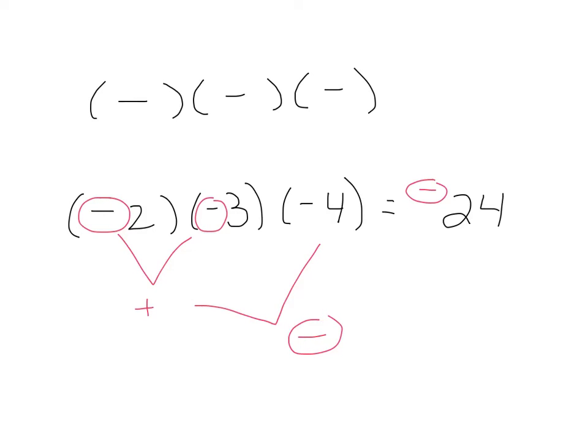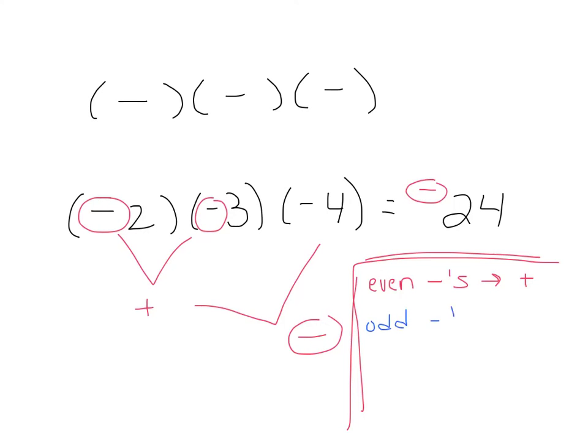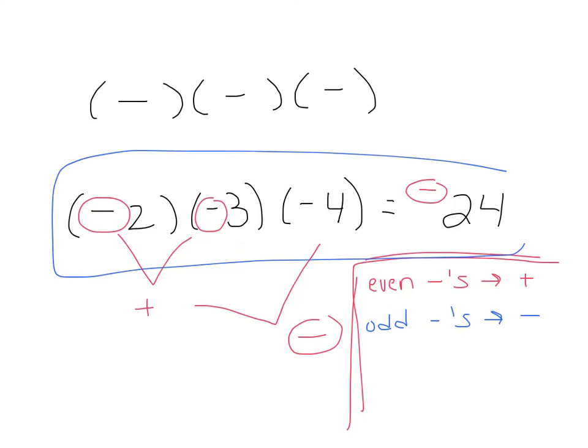So basically, to summarize this rule, if I have an even amount of negatives, my answer is going to be positive because it's divisible by 2. It'll follow the rule of a negative times a negative giving me a positive, and they'll cancel out. But if I have an odd number of negatives, my answer is going to be negative, which I see in the case up here.